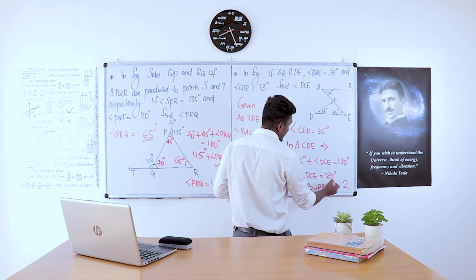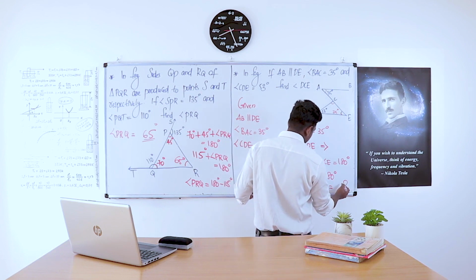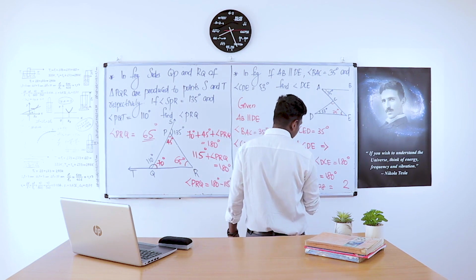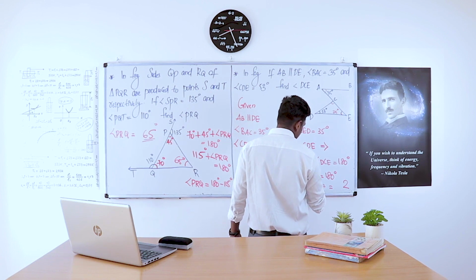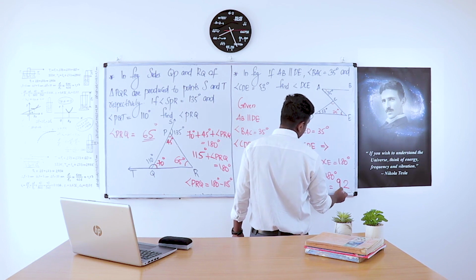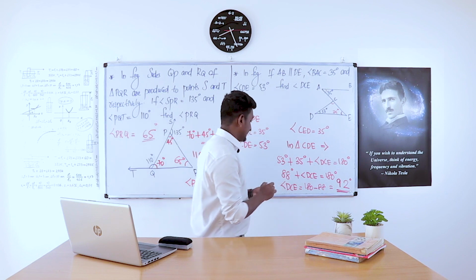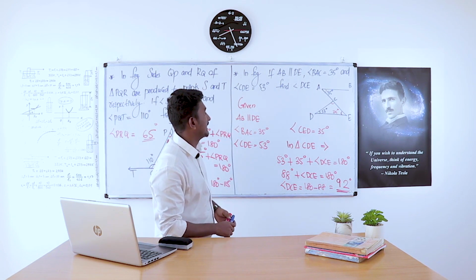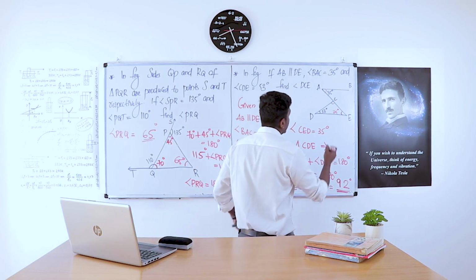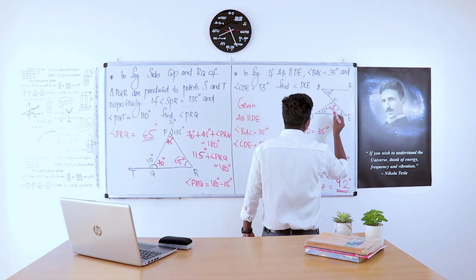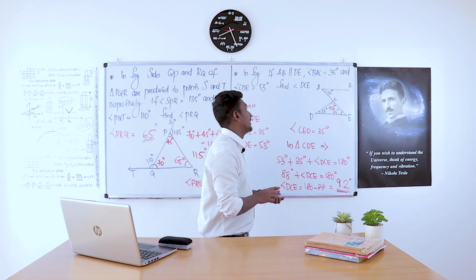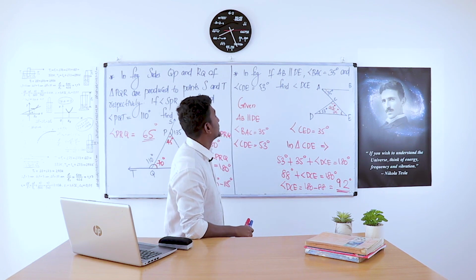which is 10 minus 8 is 2, and 7 minus 8 is not possible. 17 minus 8 is 9. It is 92 degrees. Clear? Now we found angle DCE as 92 degrees. These three angles add up to 180. That is 92 plus 8 is 100, 130, 130 plus 50 is 180. The sum of the angles remains 180.